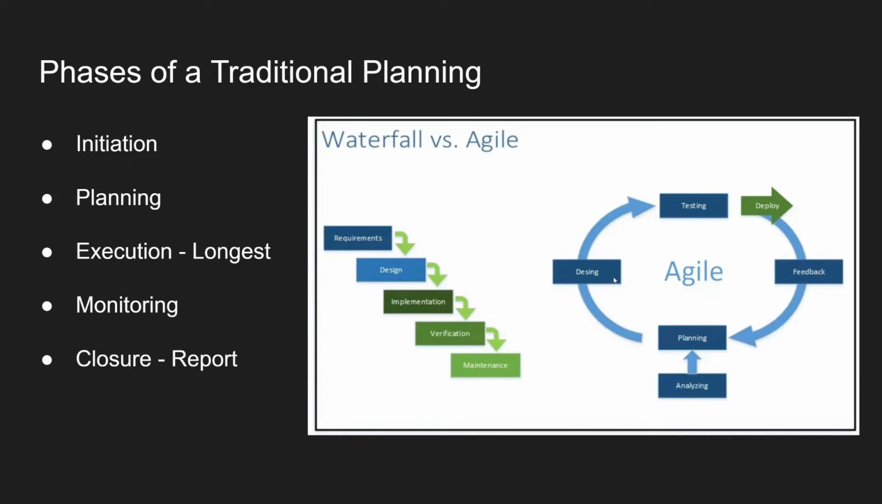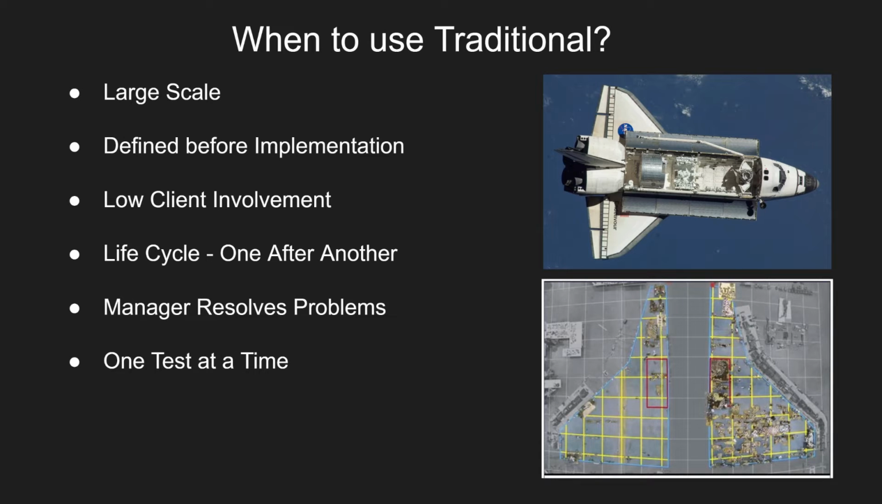And this is different from agile project management, where you can actually change anything during the design and testing phase. So when do you actually use traditional project management? Traditional project management is used on high risk or very large scale projects. Agile project management is used on very small or medium scale projects. And for a large scale project, you design everything before implementation. If you're designing a rocket, you want to know exactly what that rocket is going to do in orbit before you launch it.